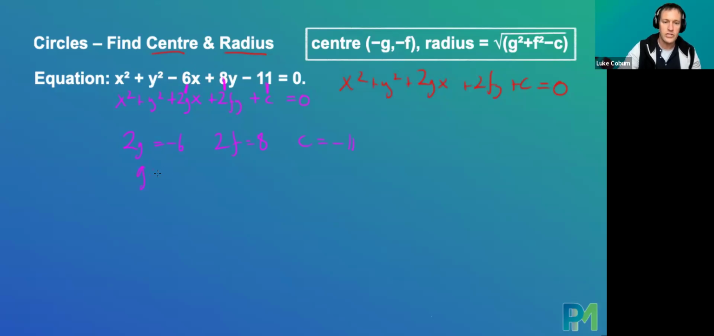This tells me that g is equal to -3. It tells me f is equal to 4. And it tells me c is equal to -11. I already knew that. Now that I have my g, f, and c, how can I find my center? Well, my center is (-g, -f). So it's -g, which is -(-3), so 3, and -f, where f is 4, so -4. So my center is (3, -4).